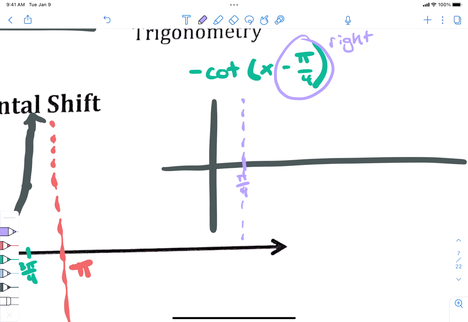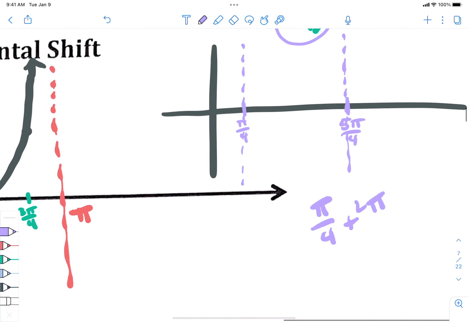Okay, now, how wide is cotangent? Pi. So I'm going to put my other one over here. Where is this one hitting if it's pi later? 1 and a fourth pi. What's 1 and a fourth pi? 5 pi over 4. Right, if I take pi over 4 and I add a pi to it, this is like adding 4 pi over 4, which is 5 pi over 4.